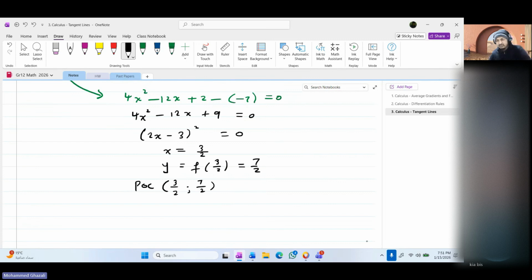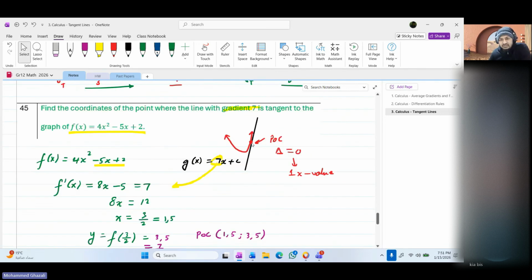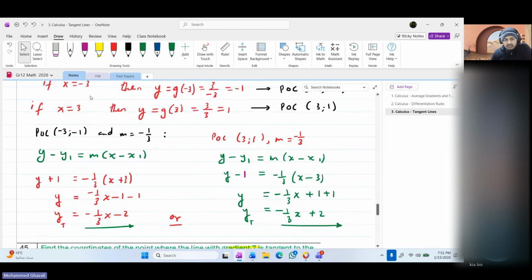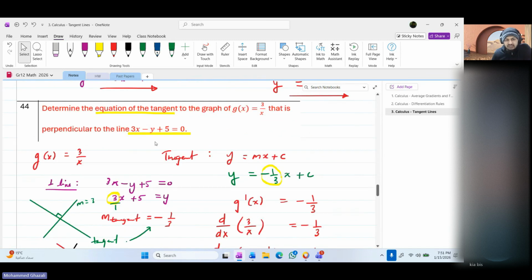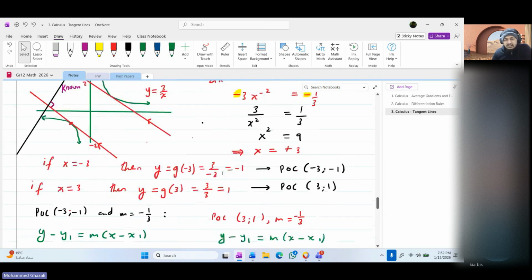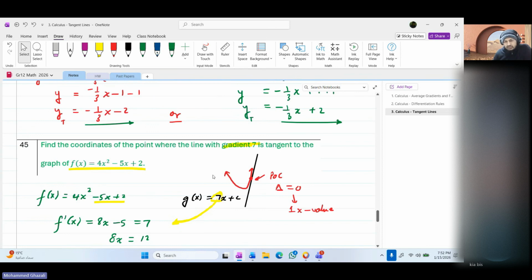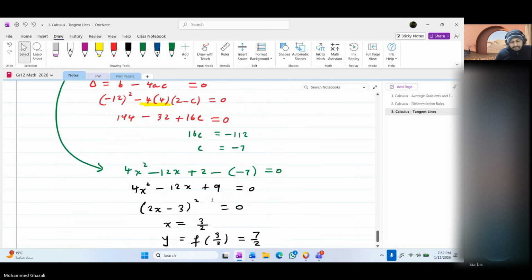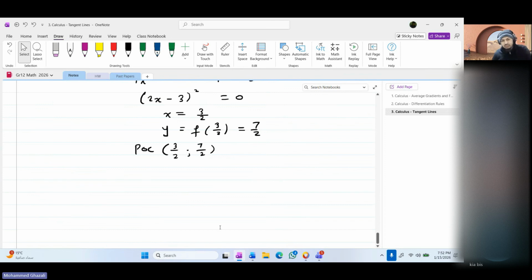I hope you guys understood that, right? And I hope you are understanding why we are using delta, because delta equal to 0 gives us a single x value. The tangent line and the quadratic function only meet at one point. If they meet at a single point, it means there's a single solution, right? And you can't use that in cubic equations. That's the reason why we use derivatives. Any other equation you can't use it on; only in quadratic equations can you use delta. Right, so all this is good.